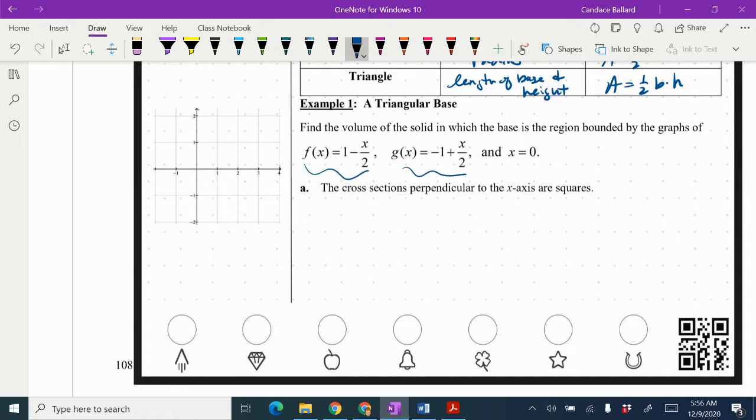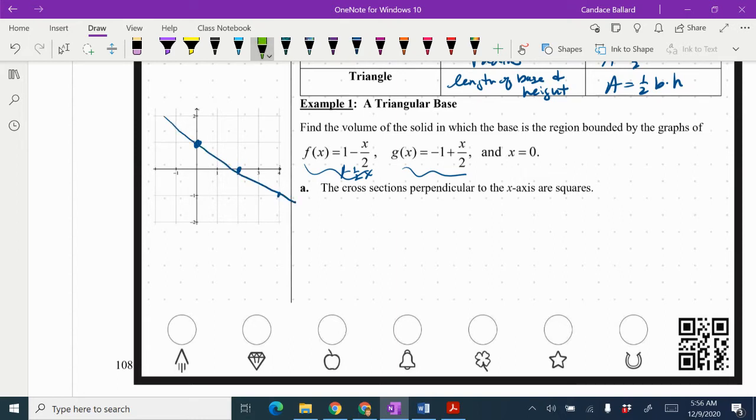So before we do anything, let's go ahead and graph those graphs. This could be rewritten as 1 minus 1/2 x. So your y-intercept is 1, and my slope is down 1 over 2. I'll do that a couple times, and I'm going to graph that line there.